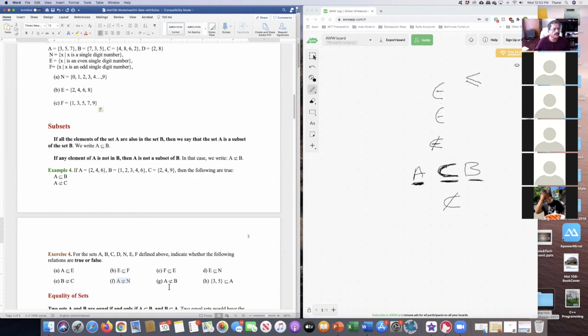Okay, A is not a subset of N. Is that true? False. A has 3, 5, 7, and N has 0 through 9. So 3, 5, 7 are there in N, because N has all the single digit numbers from 0 to 9. So therefore 3, 5, and 7 are in N. So A is actually a subset of N. Agree with that?